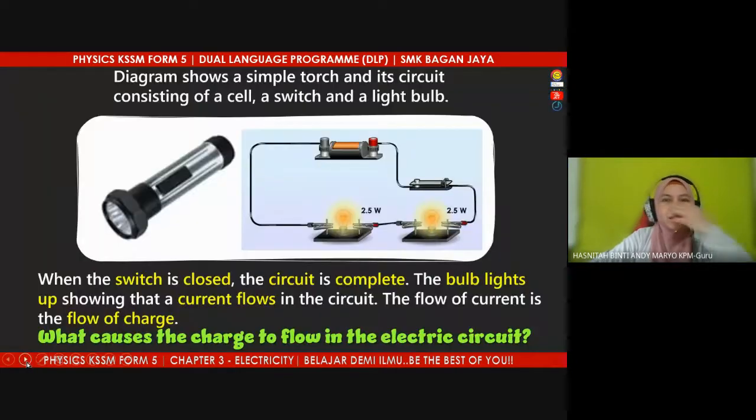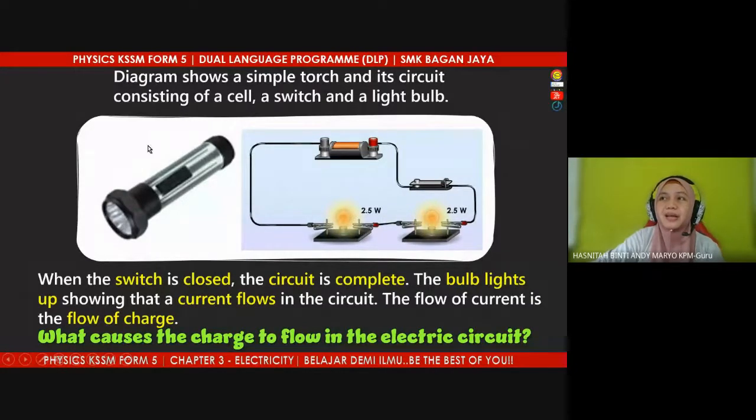So let us take a look at this stimulus. Okay, students, this is a torchlight. I believe everyone has used a torchlight before. Semua orang pernah guna lampu suluh torchlight. It shows a simple torch and its circuit consisting of a cell.